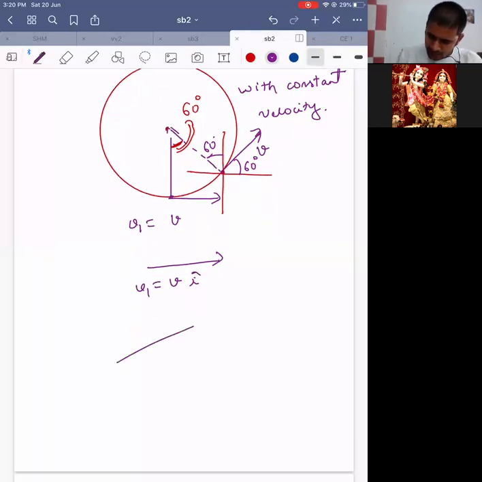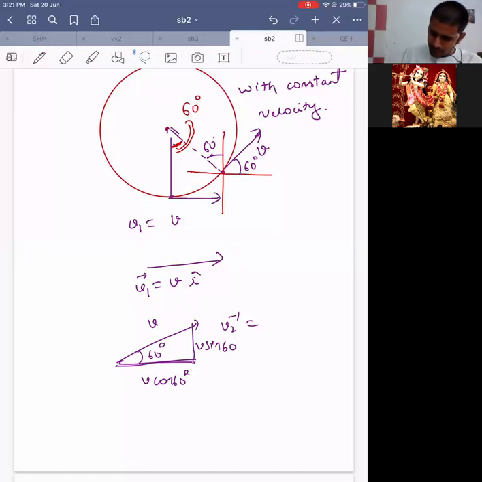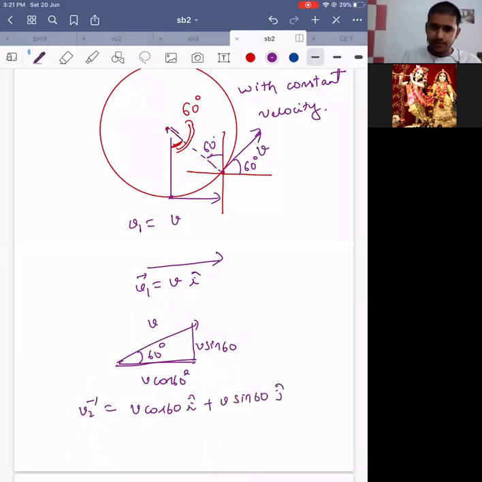After that, it's going with a velocity V and making an angle of 60 degrees. V2 bar, we should write, this is a vector notation. V2 bar is equal to, write in a vector, horizontal and vertical components. If I write the components, it will be V cos 60 i cap and V sin 60 j cap. So V2 bar is equal to V cos 60 i cap plus V sin 60 j cap.